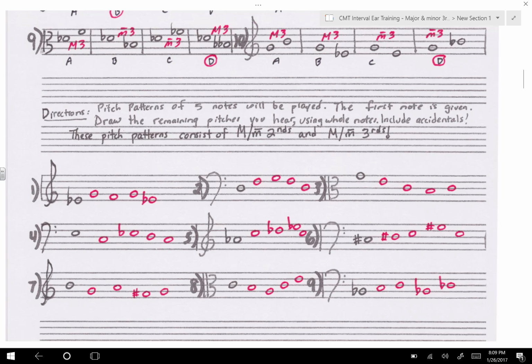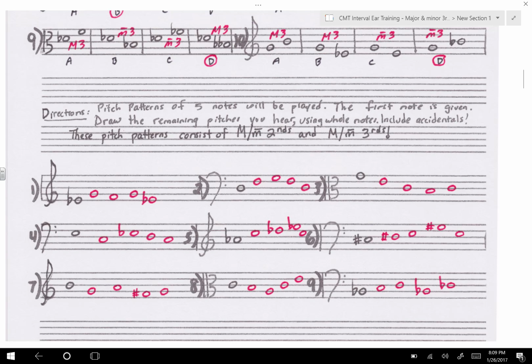We can look at the C down to the B. Minor second, then major second, down, then minor third up, and major third up. Interesting. Number 9, bass clef, starting note is B flat.